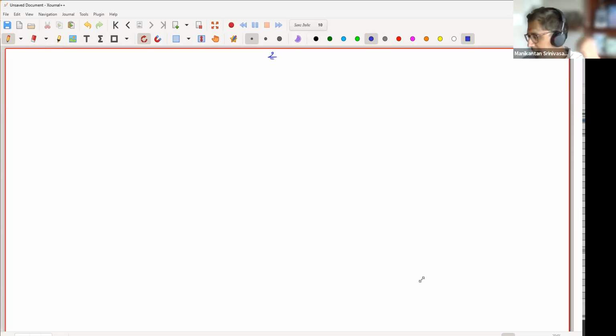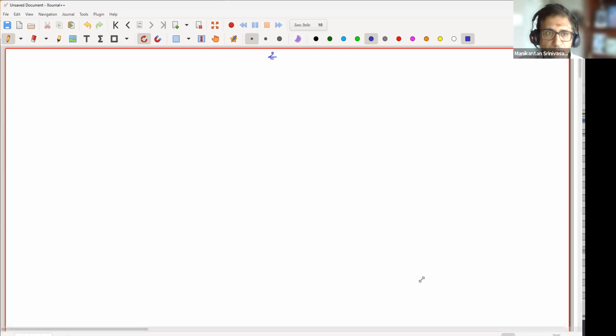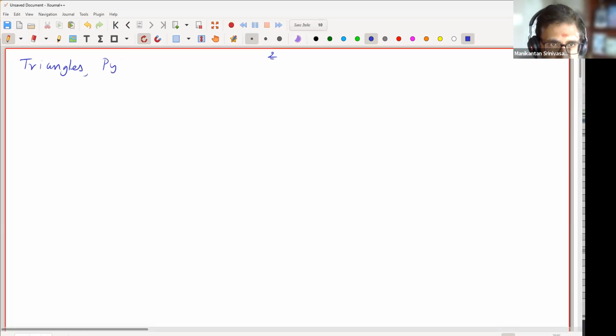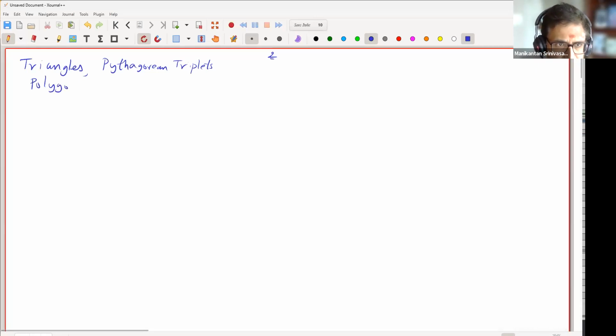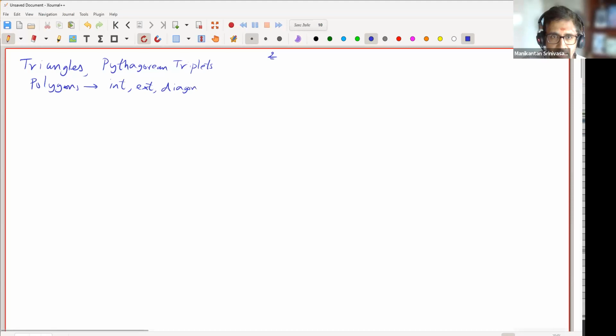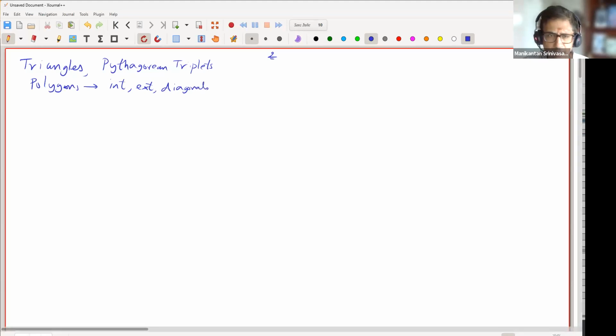Okay, so let's continue. So last class, we focused mostly on triangles, all the different properties of triangles, and also the Pythagorean triplets, all of that. Okay, and then we did some bit of polygons. For example, we looked at the number of interior angles, exterior angles. What is the value of the interior angle, exterior angle? What is the number of diagonals in a polygon? We did go through the number of diagonals, right?